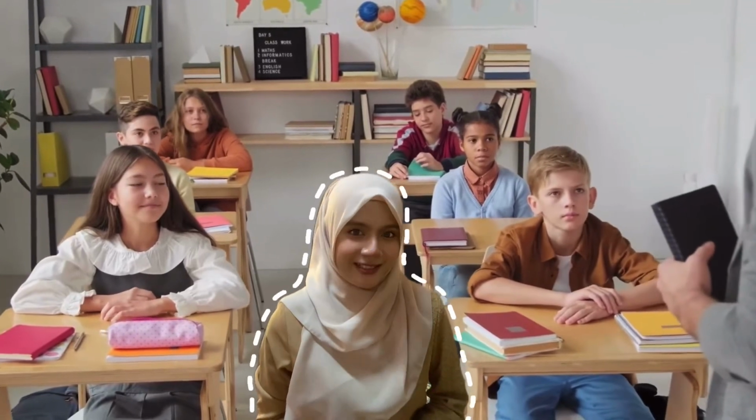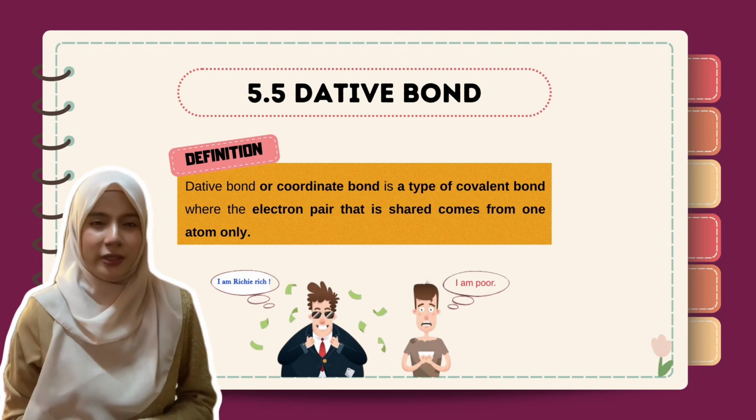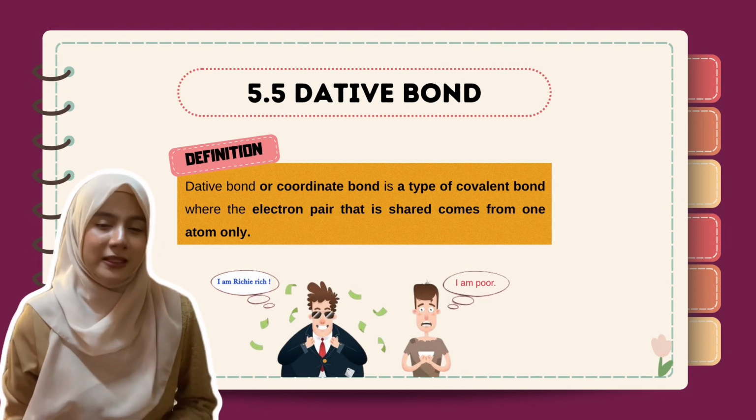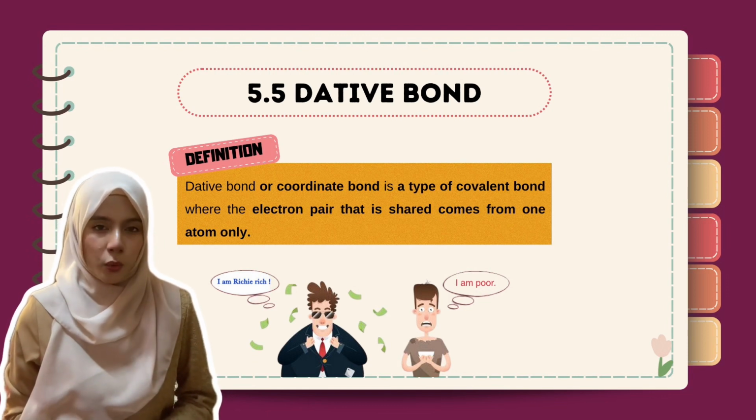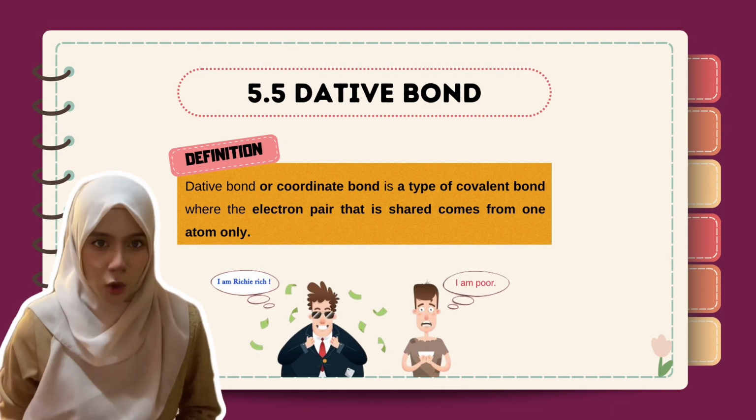Okay, let's start. For the definition, dative bond, or the other name, coordinate bond, is a type of covalent bond where the electron pair that is shared comes from one atom only. It is quite confusing, right? But don't worry and don't panic. Let me explain to you and make it more clear for you.